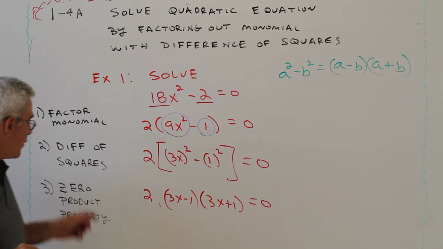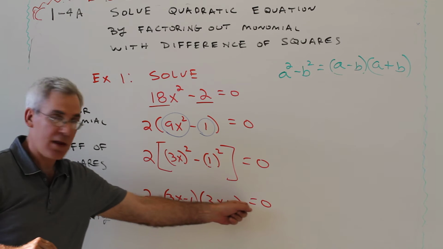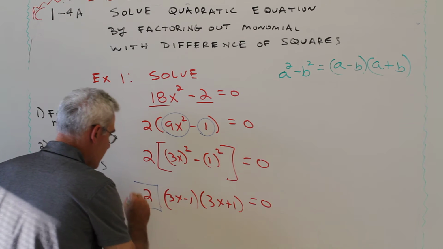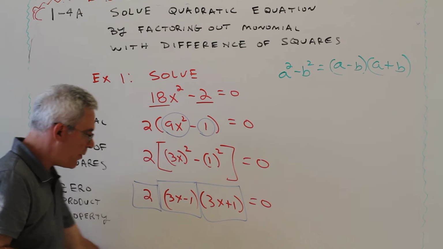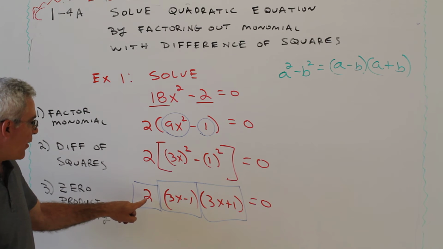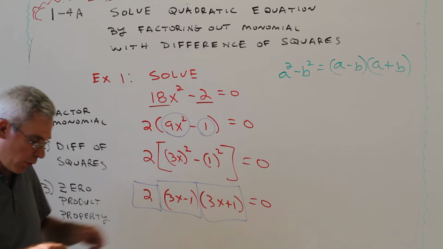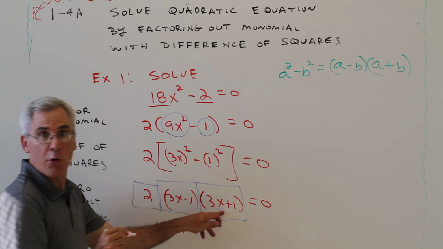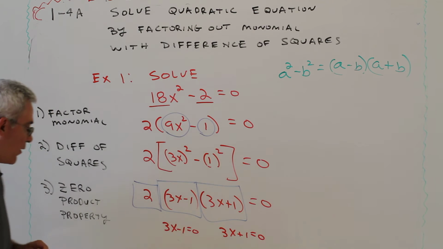My final step is to use the zero product property. I've got something times something times something equals 0. So I chunk up each quantity, set it equal to 0, and solve for x. Well, there's no value of x that'll make this be 0, so I can disregard that. Over here, I've got 3x minus 1 equals 0. Over here, I've got 3x plus 1 equals 0.